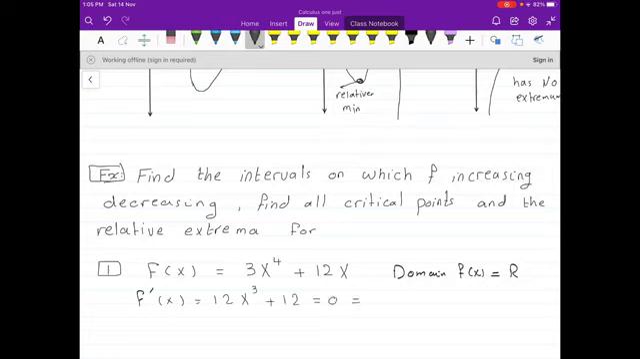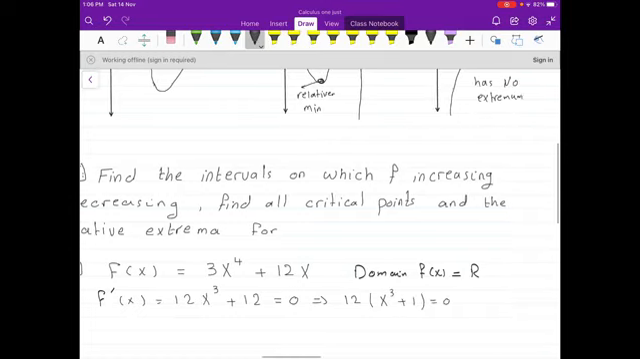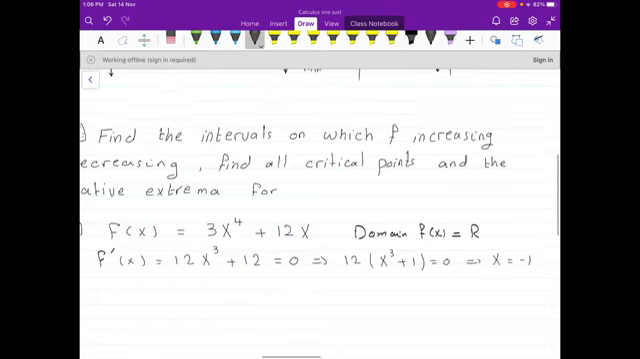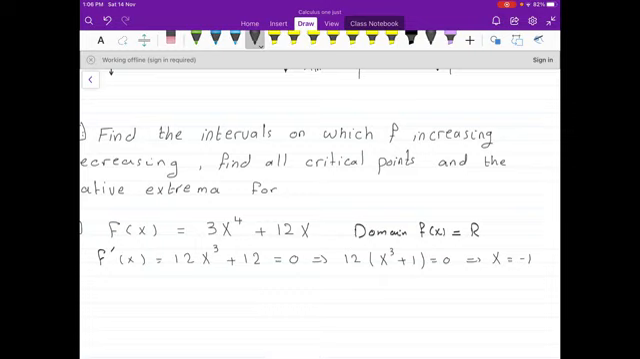Study the sign for f prime. رح أضطر أسويها بالزيرو. So you get 12(x to the power 3 plus 1) equals 0, which is equivalent to x equal minus 1. Now study the sign for f prime x. ومن خلالها you can answer what is the critical point. واضح إنه ال critical number minus 1, so the critical point it will be minus 1 and f(minus 1).